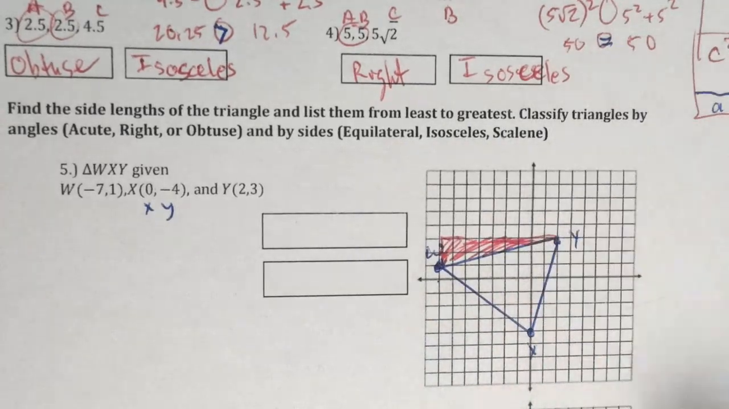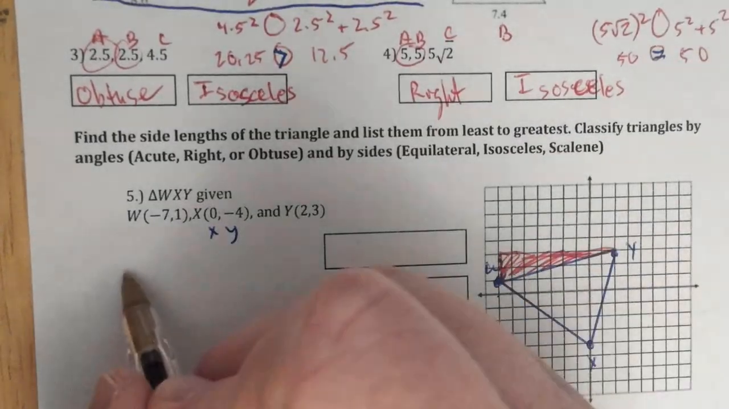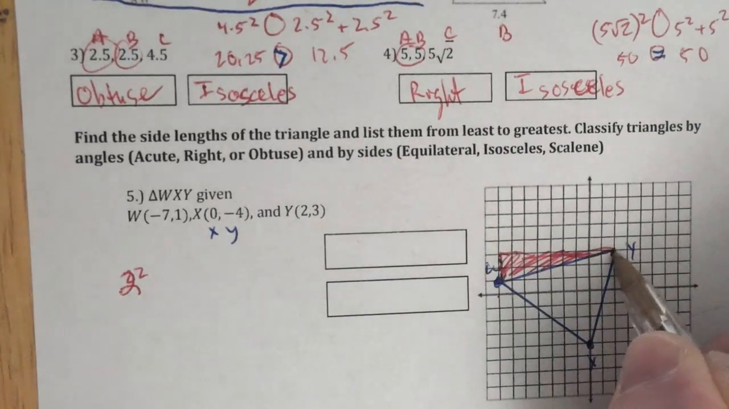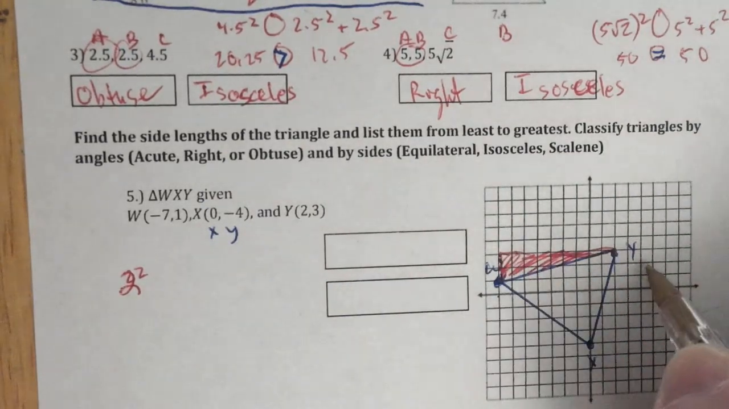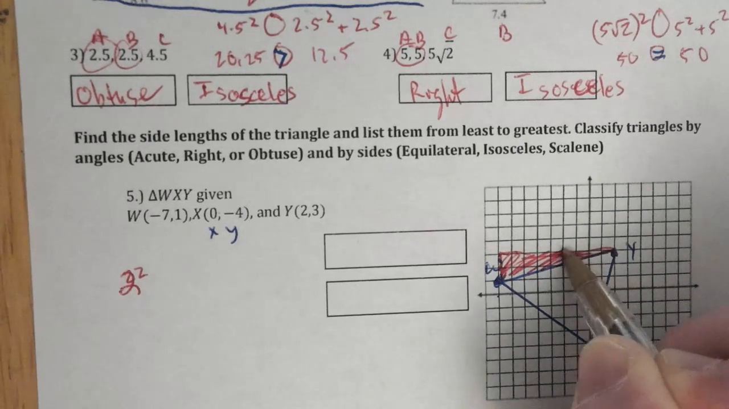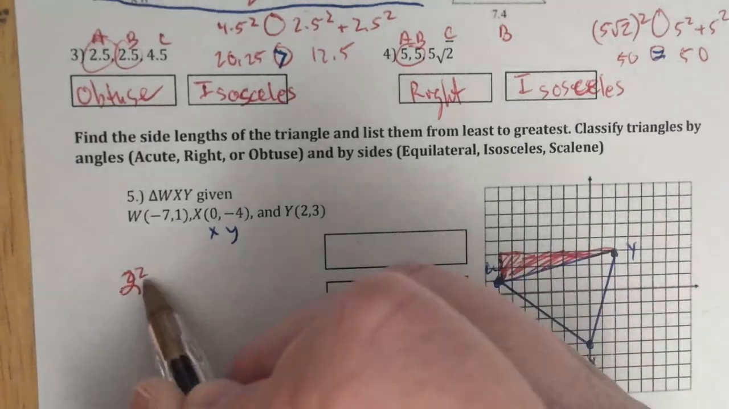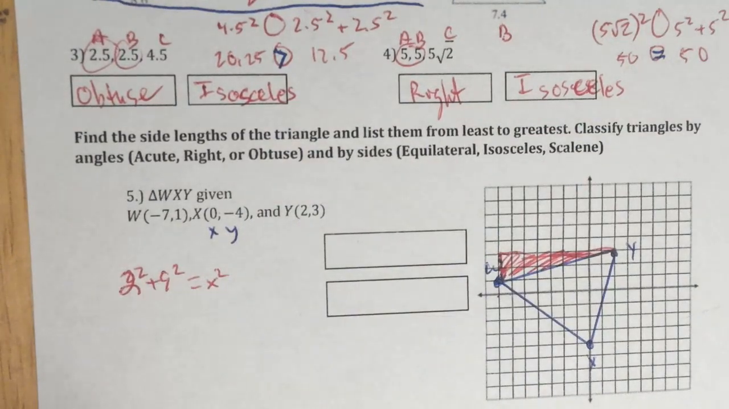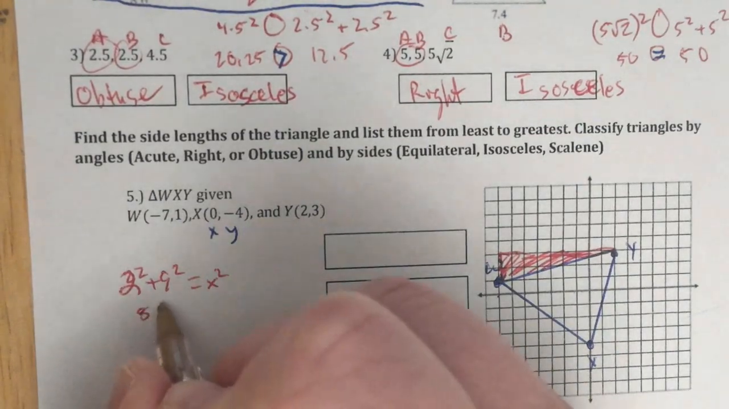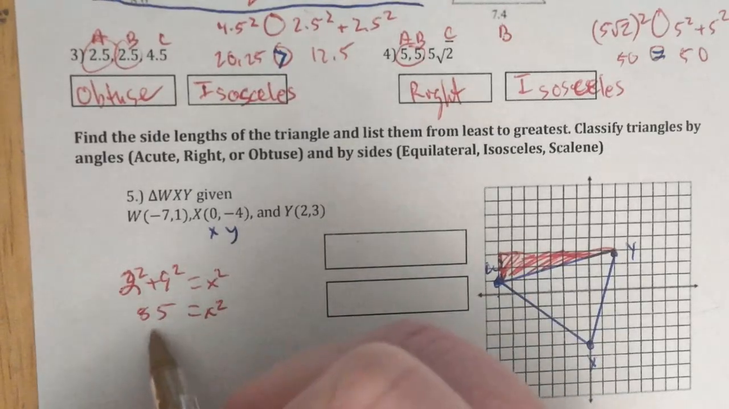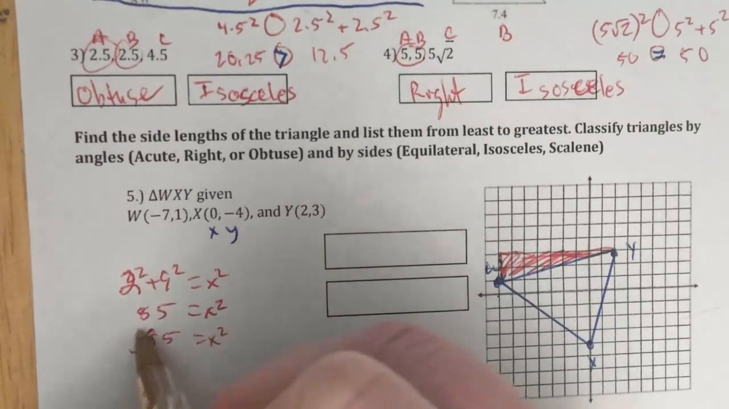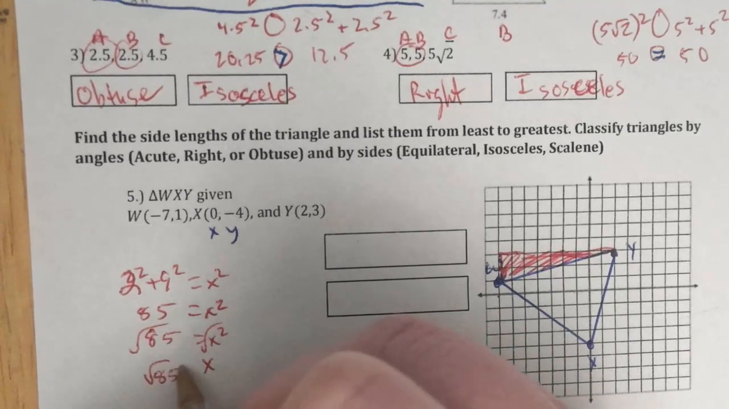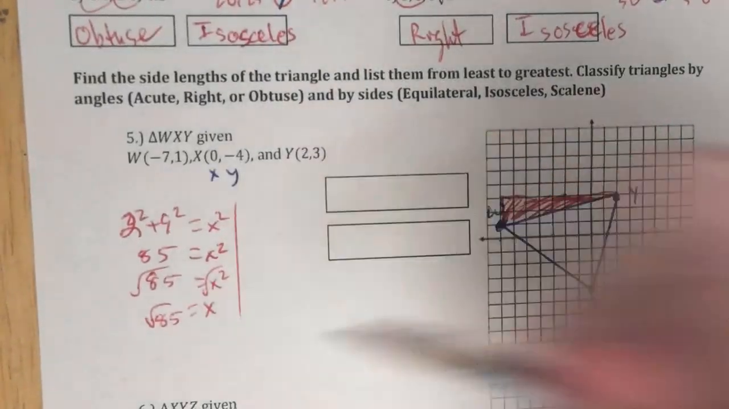All right, so this one right here, that triangle, that is a 2, so 2 squared, and I always start at the point and go towards the corner. 1, 2, 3, 4, 5, 6, 7, 8, 9. So plus 9 squared is equal to x squared. 2 squared plus 9 squared, I get 85 equals x squared. I would square root both sides, and I would just leave it like that. X equals the square root of 85. All right, that's one of the sides.